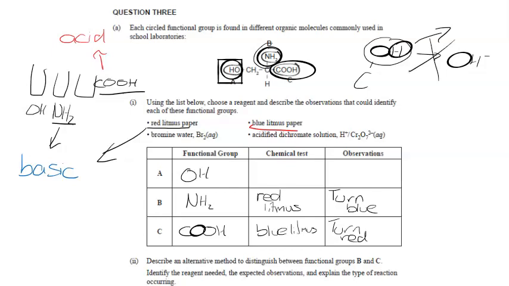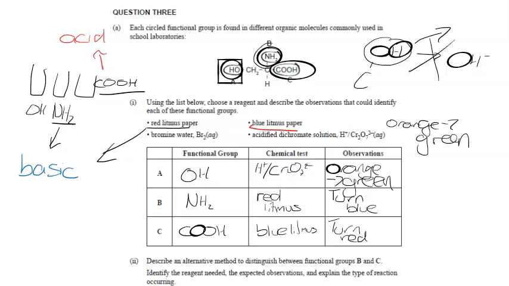So what we would use is the dichromate, Cr2O7 2-, and what we would observe is dichromate will go from orange to green. If you need any revision on this, just have a look at my video explaining oxidation reactions. So orange to green.